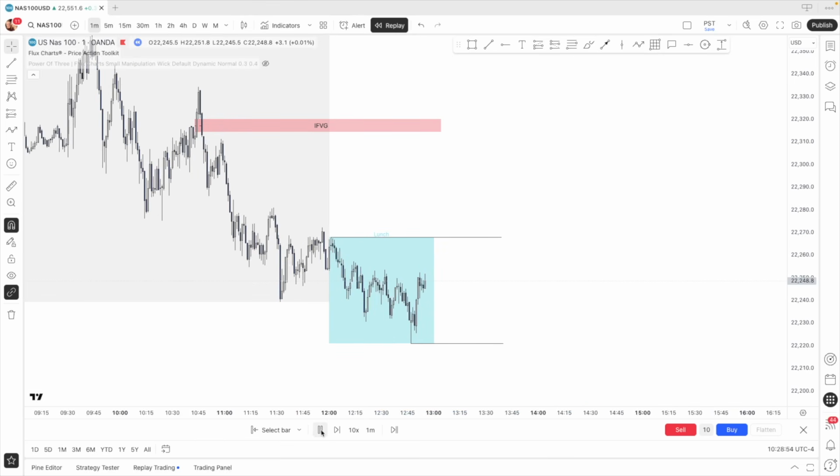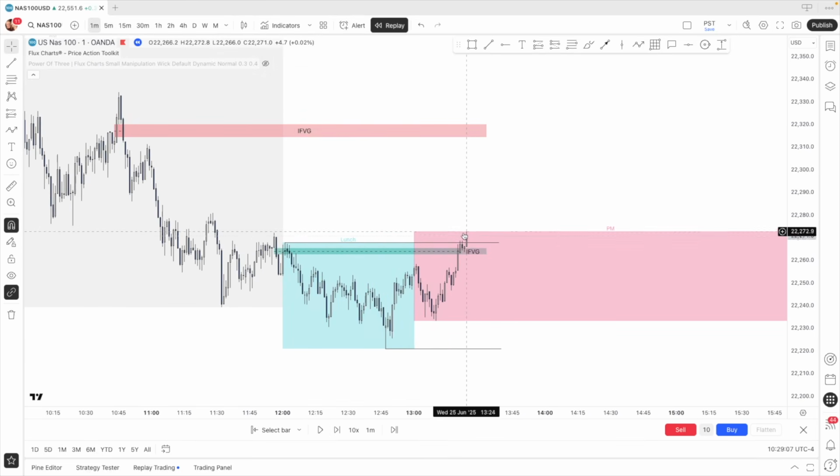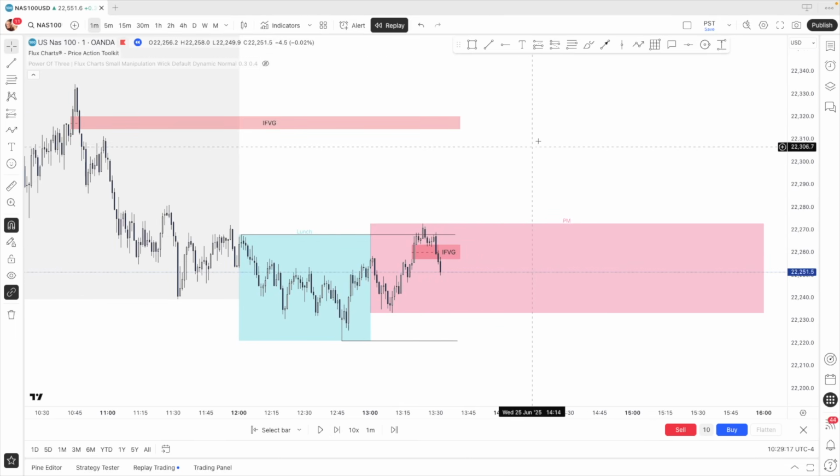So let's play price forward and see what happens. This is the PM session starting right over here. So now we just wait for the high or the low to be taken out. As you can see right over here, the high has been taken out. So now we are going to wait for an inverse fair value gap to form inside of this PM session.